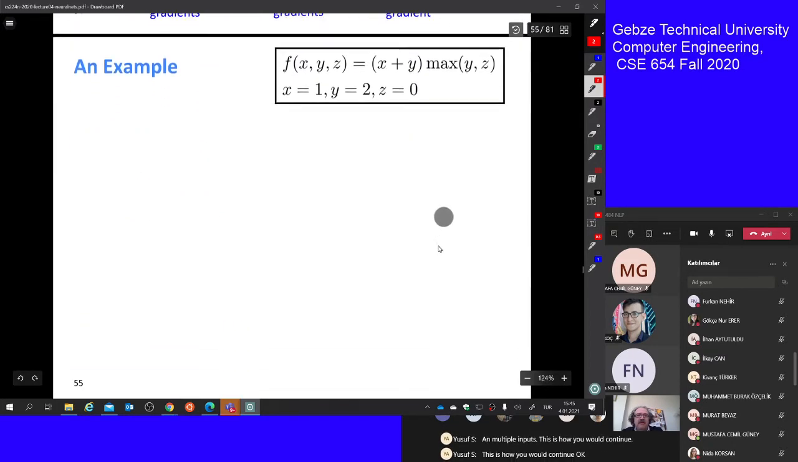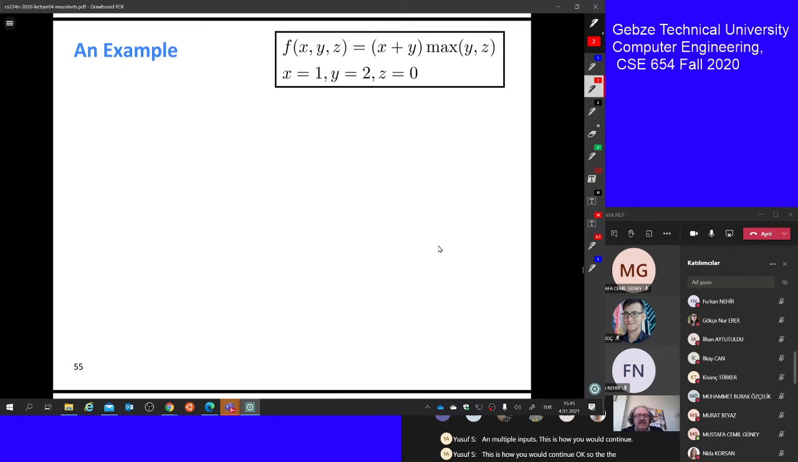This slide set has a nice example. This graph is not about neural networks, but it's a very simple function. This function has 3 inputs, and the function is f(x, y, z) = (x + y) times max(y, z). For the x, y, z values, I got these; these are the inputs.